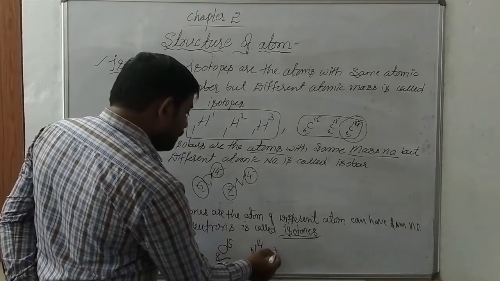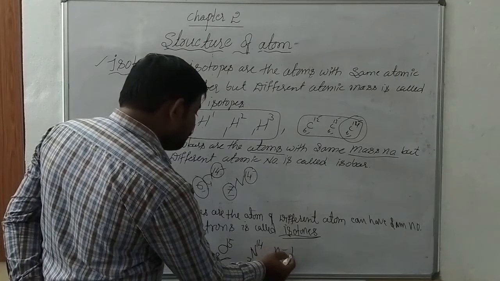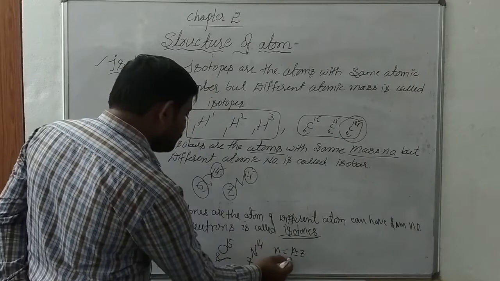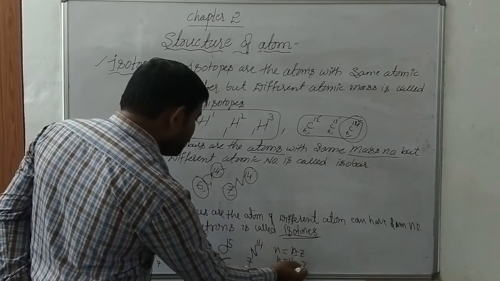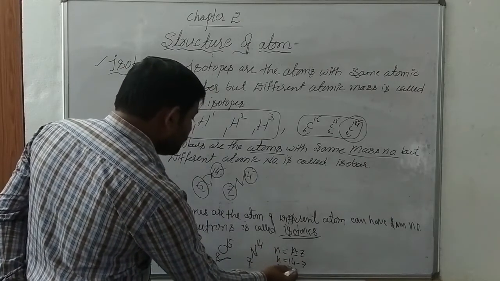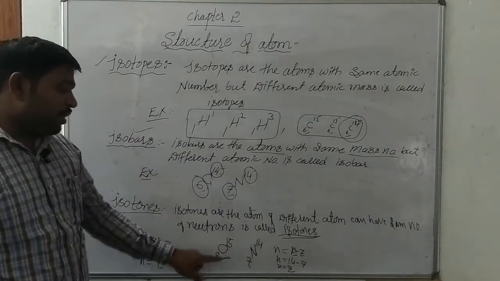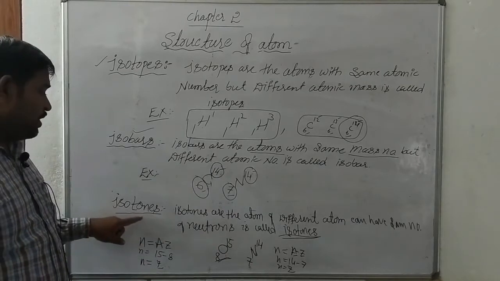Here also, the number of neutrons is equal to atomic mass minus atomic number. Atomic mass is 14, minus atomic number 7, so the number of neutrons is equal to 7. So different elements having the same number of neutrons are called isotones.